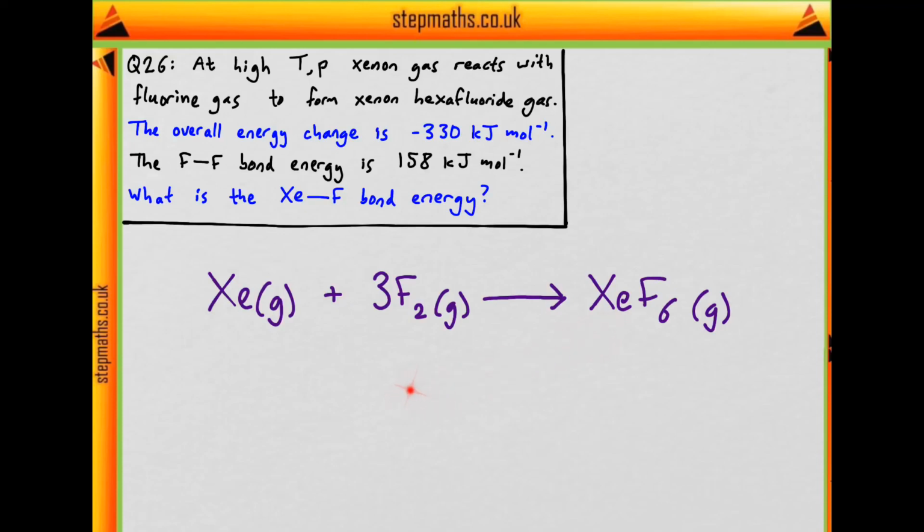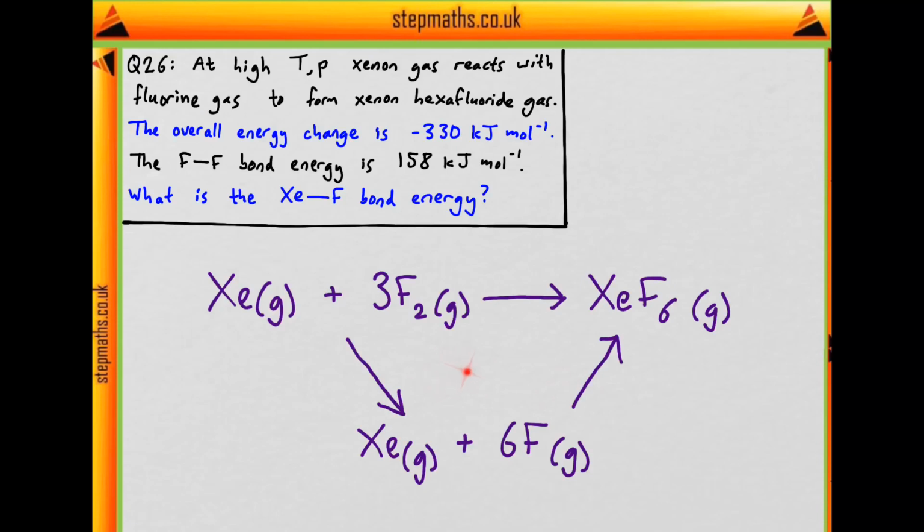So what can we do with this? Well, with these thermodynamics questions, it's always good to do a sort of Hess cycle. And so what else can we include in this cycle? We're told that the F-F bond energy is this, so we need to break these F-F bonds. So let's do that. This gives xenon unchanged, but we have 6 F atoms rather than 3 F2 molecules. So we have a cycle.